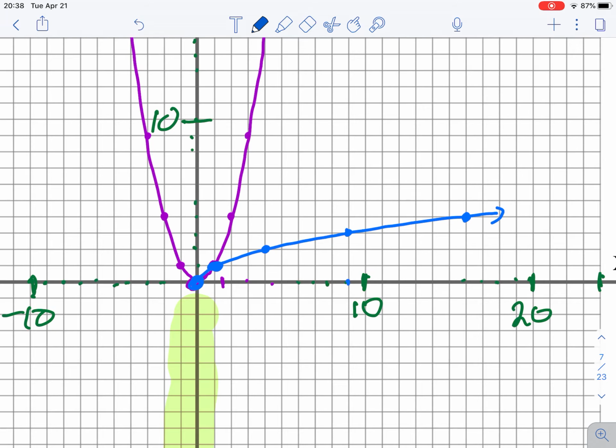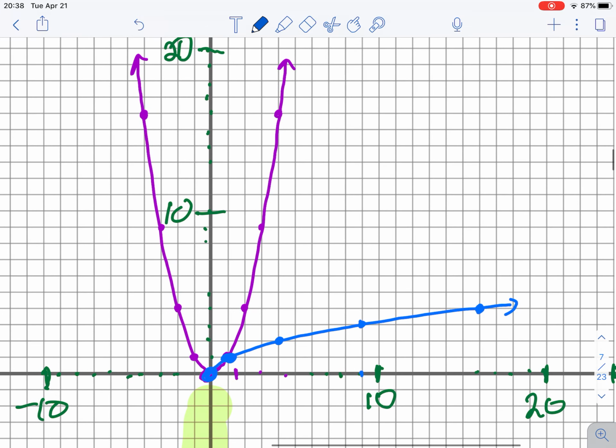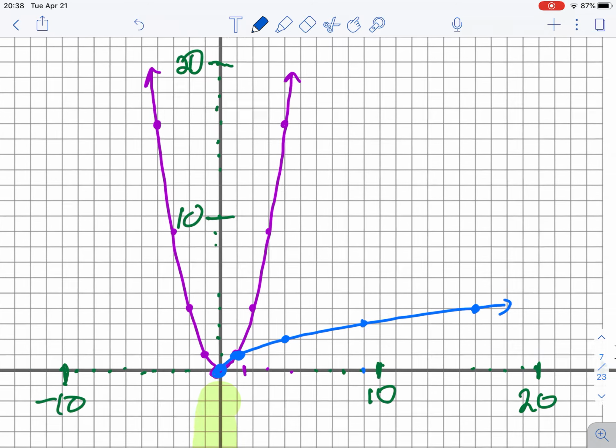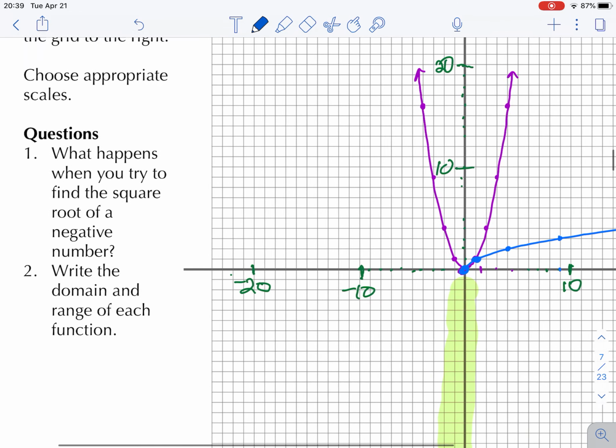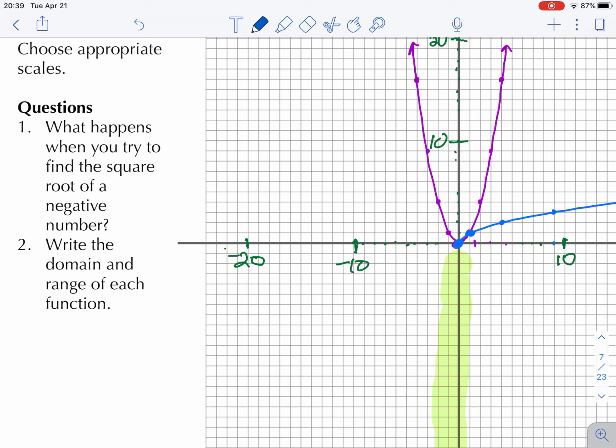Then we can join these dots together. And if you look at this graph, it looks just like half of our purple graph, only rotated 90 degrees, or mirrored. So those are the two graphs.